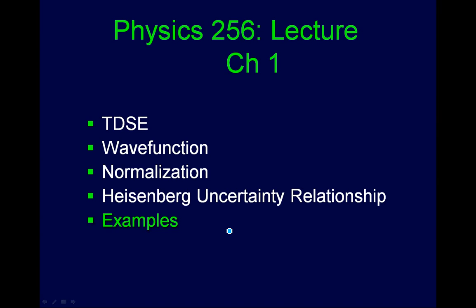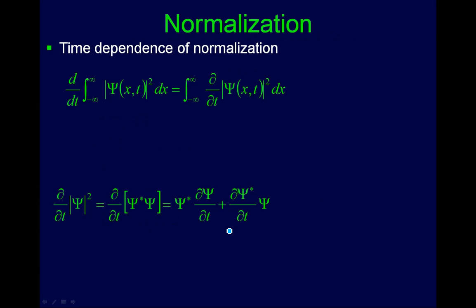Let's continue with our discussion of Griffiths Chapter 1. I wanted to talk about this. This is a really important result that Griffiths goes through, and I thought it'd be good for us to go through it. We're taking our equation that says if you take the absolute square of the wave function and integrate over all space, that's your normalization requirement. And we want to see what the time dependence of this is.